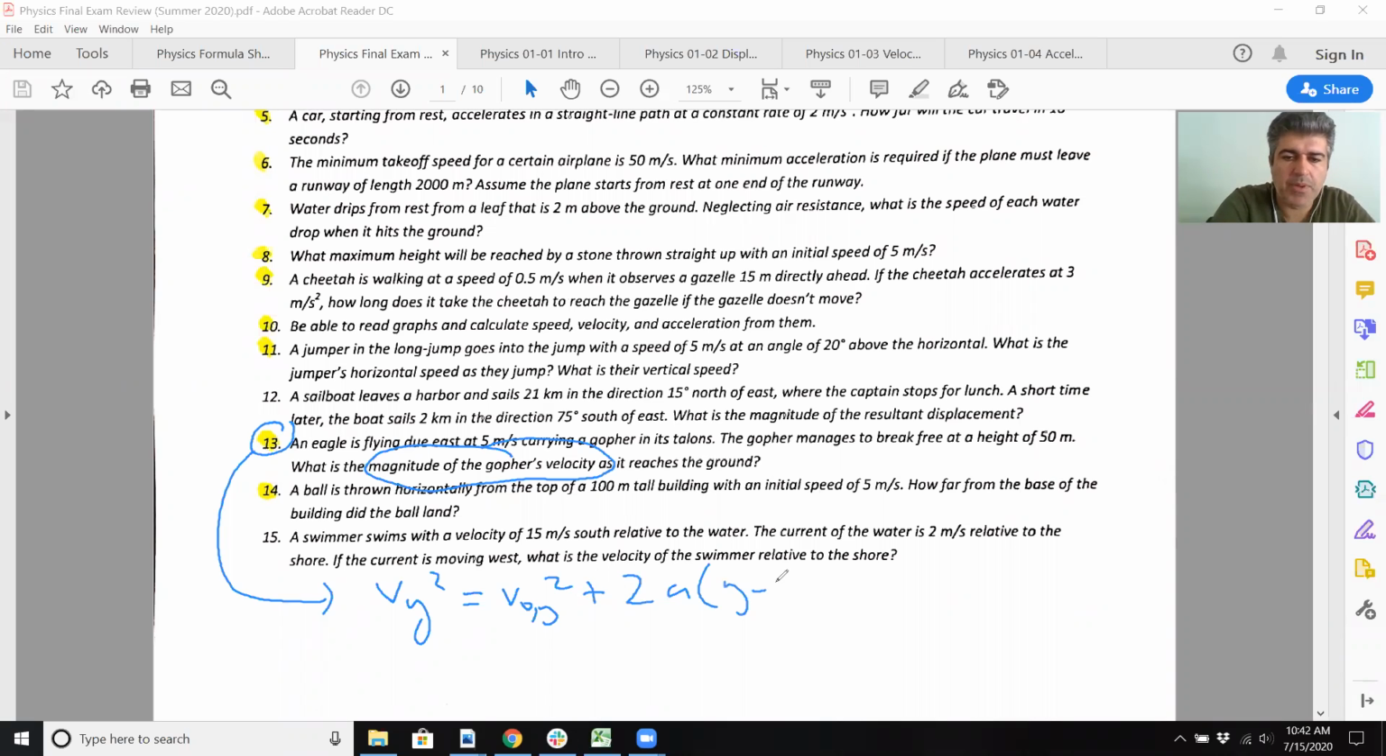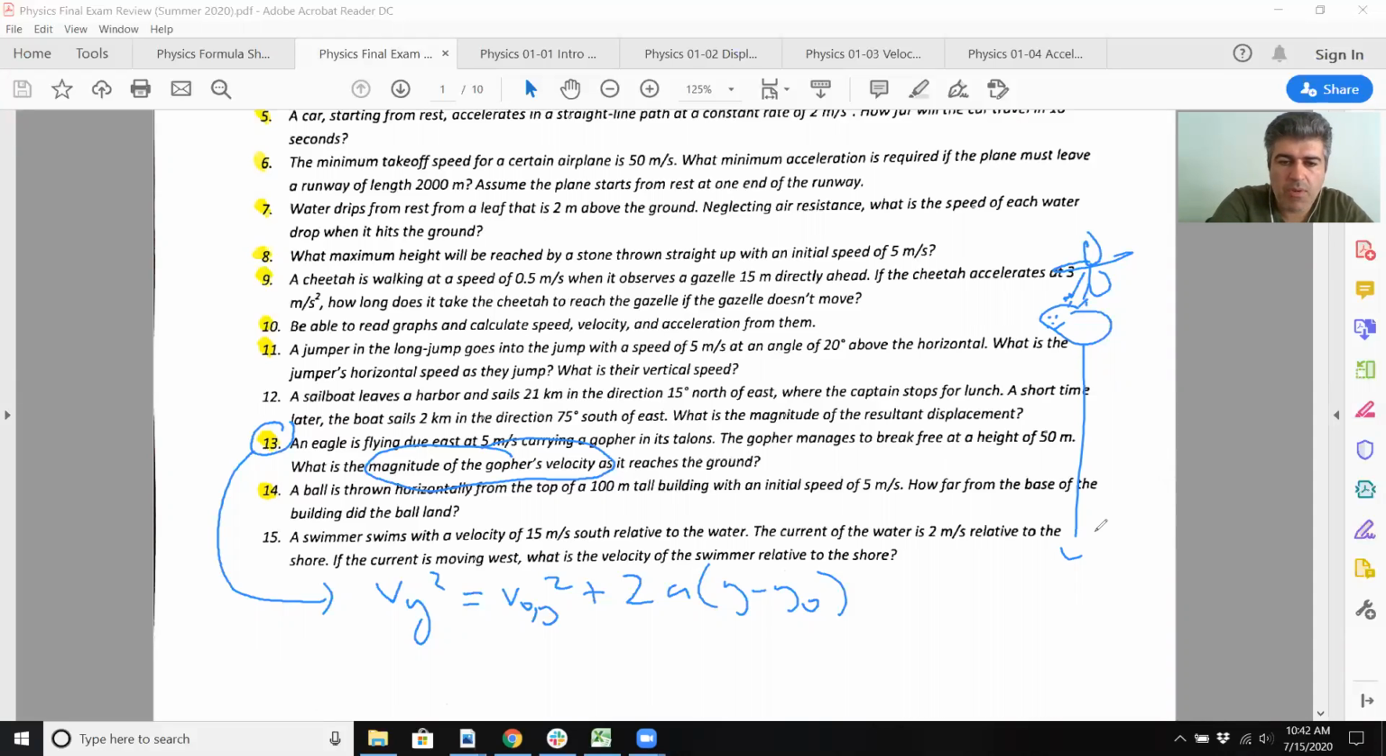We'll use y minus y0 because it is a vertical. So here's the bird with his talons. Okay, it's actually a pretty good looking bird there. Gopher, there's a gopher, not happy. He drops, right? Anyway, so I'm using y minus y0.